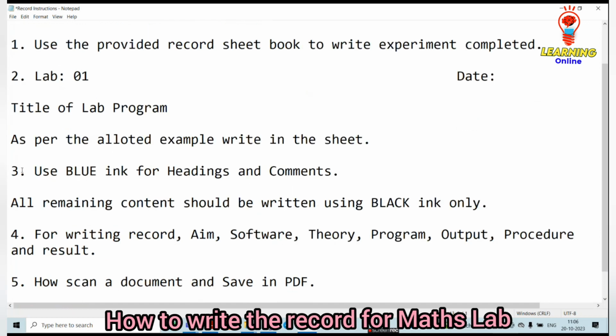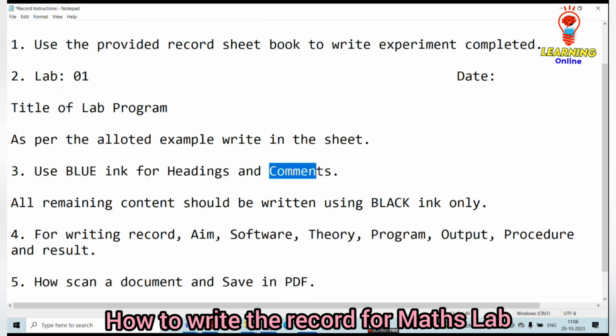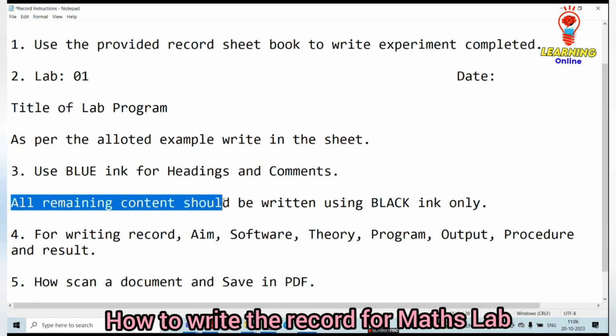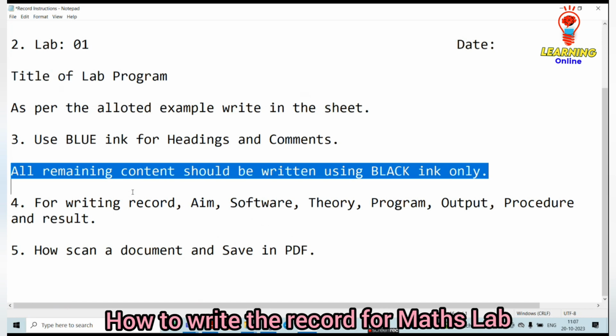Third one is to use blue ink for headings and comments. Whatever you write with the hash for a particular line, those comments and the headings, preferably write using blue ink. Then all remaining content should be written using black ink only. Follow this. Don't use red ink.